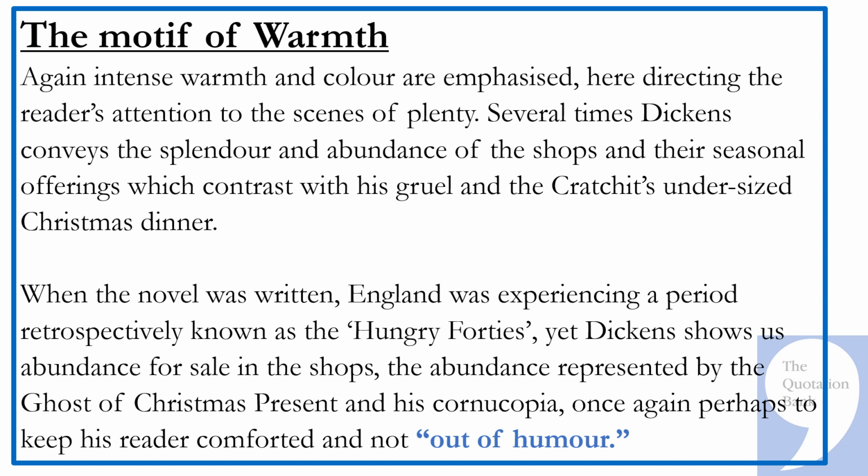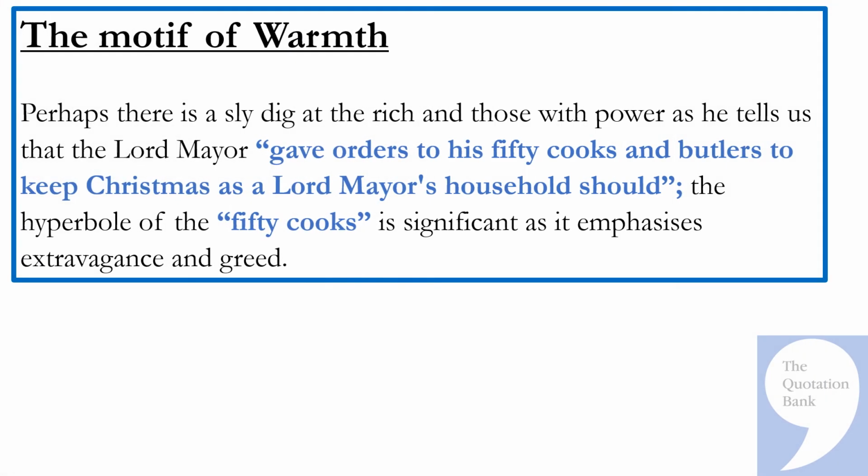When the novel was written, England was experiencing a period retrospectively known as the Hungry Forties, yet Dickens shows us abundance for sale in the shops, the abundance represented by the Ghost of Christmas Present and his cornucopia, once again perhaps to keep his reader comforted and not out of humour. Perhaps there is a sly dig at the rich and those with power, as he tells us that the Lord Mayor gave orders to his 50 cooks and butlers to keep Christmas as a Lord Mayor's household should. The hyperbole of the 50 cooks is significant, as it emphasises extravagance and greed.